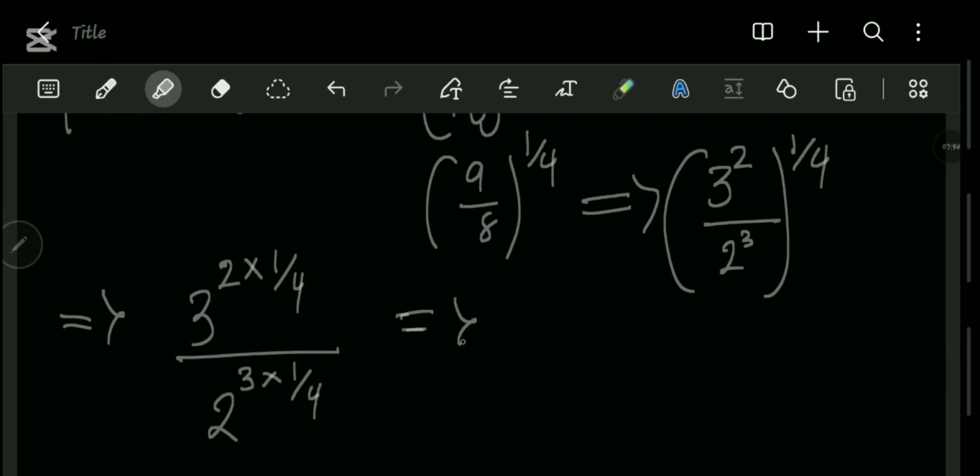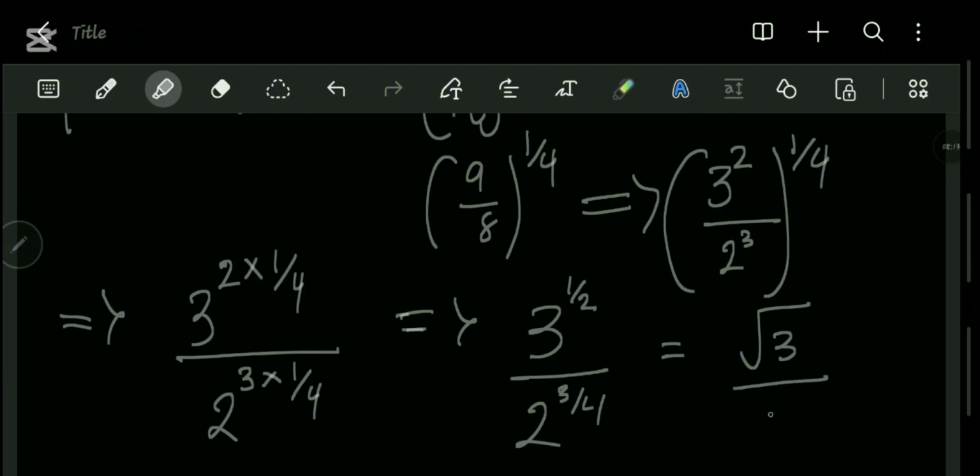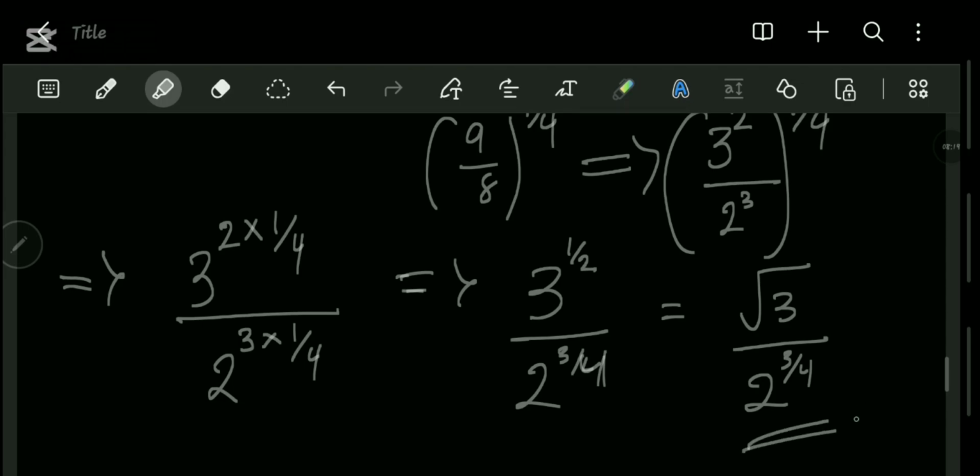So when you work on this, you have 3 raised to 2 times 1 is 2 divided by 4 is a half. So we have half on top here. Divided by, we have 2 raised to 3 over 4. And any number raised to a half, that number is going to be the square root, so square root of 3 all over 2 raised to 3 over 4. And this is the final simplification to this problem.